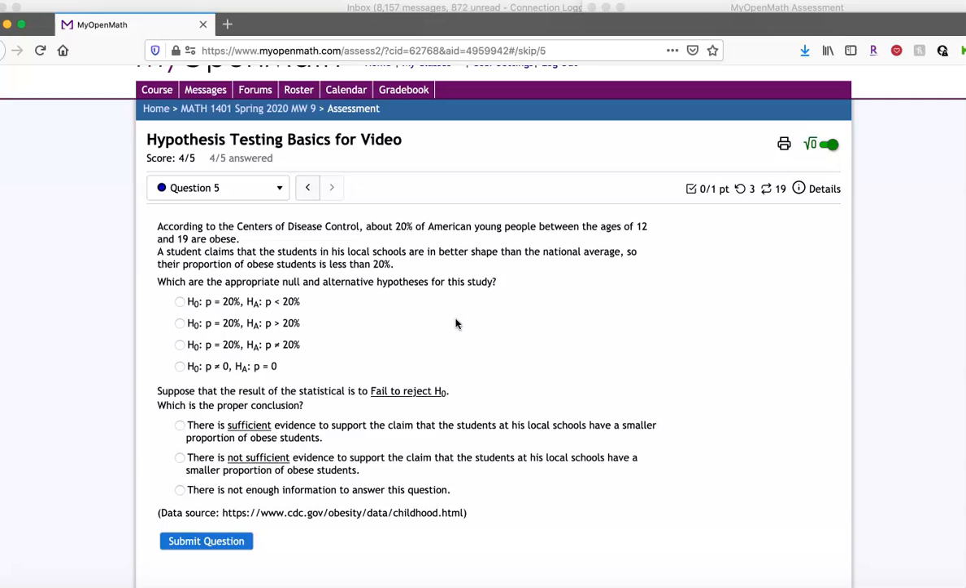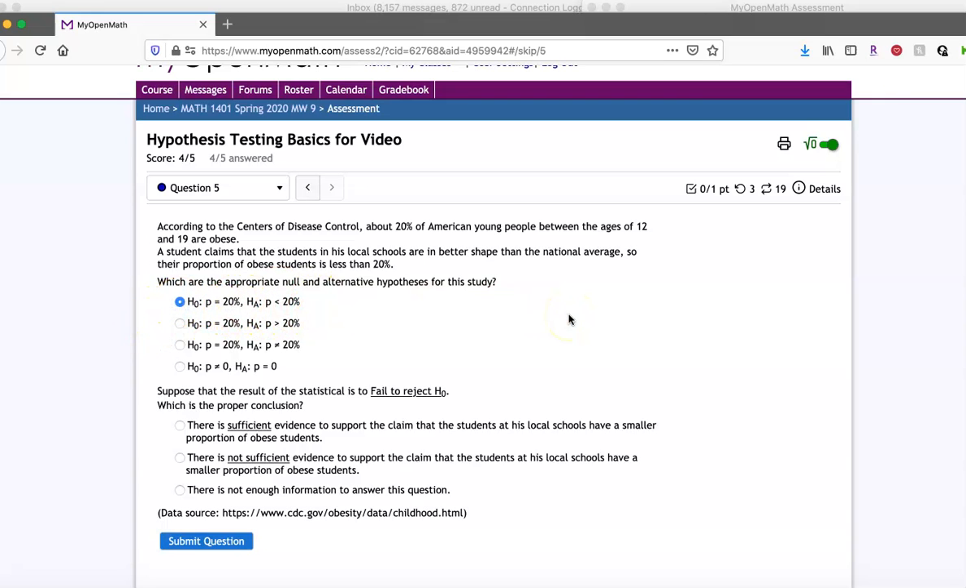According to the Center for Disease Control, about 20% of young American people between the ages of 12 and 19 are obese. A student claims that students at his local schools are in better shape than the national average, so their proportion of obesity is less than 20%. We're not talking about a mean here. This is a proportion, so you'll be dealing with the p-value instead of the mean. Okay, your null should always be equal. And since he's trying to test less than, we want to use the less than. So this would be the situation. The null is equal to and then less than.